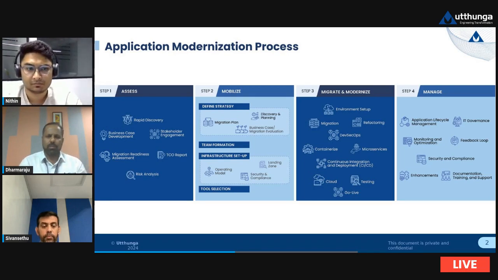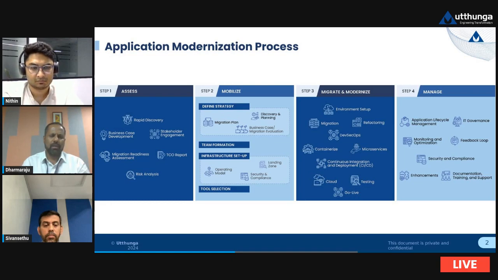As part of the modernization process, step two is mobilize. Basically, in this phase we will talk about planning and strategy, and we will work on some prototypes and feasibility study. So in the planning phase, we will clearly define what outcome is expected as part of the modernization application, with clearly defined risk and mitigation plan and dependencies.